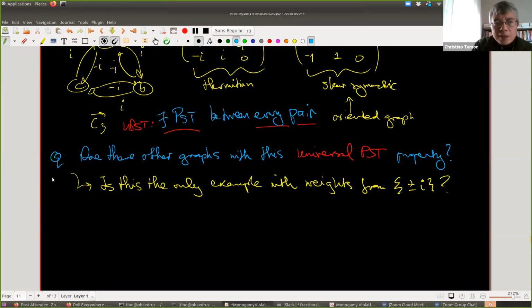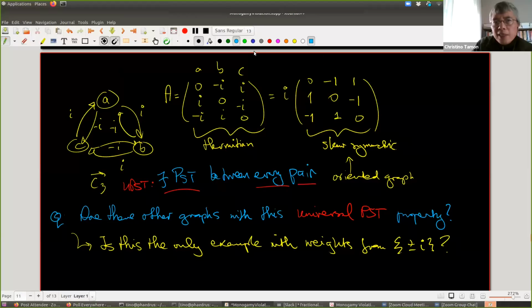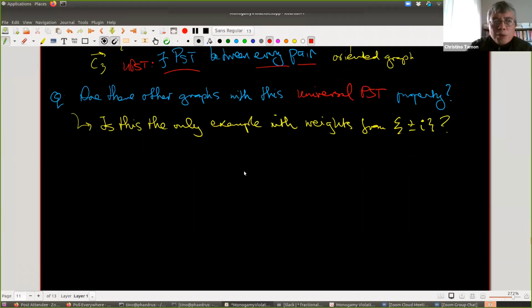But it turned out that there are examples of graphs with this universal property if we allow to relax this oriented structure to arbitrary Hermitian matrices. Okay, so let me just state a few facts, and I might not have time to go through them.